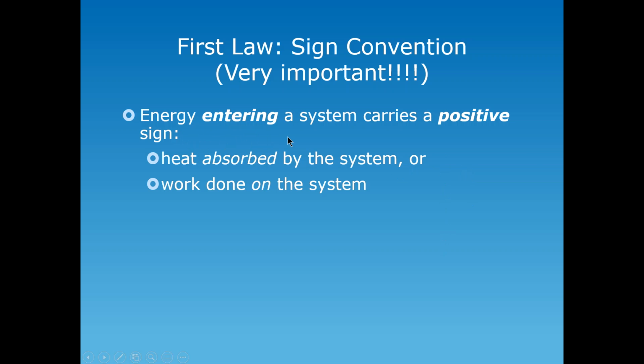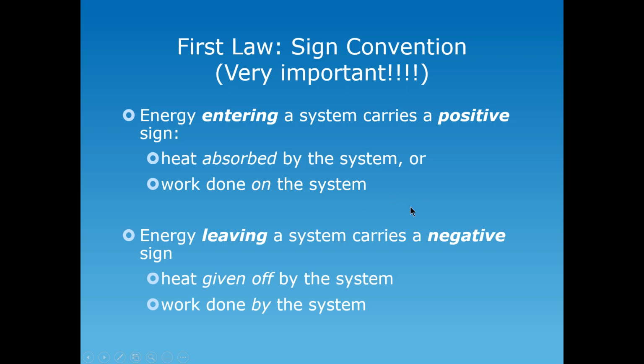So if energy is entering a system, it carries a positive sign. The change in energy carries a positive sign, which means that heat is absorbed by the system and/or work is done on the system. So basically, if the energy change, delta U, is positive, that is so because one or both of these two things are happening: the heat is absorbed by the system and work is done on the system.